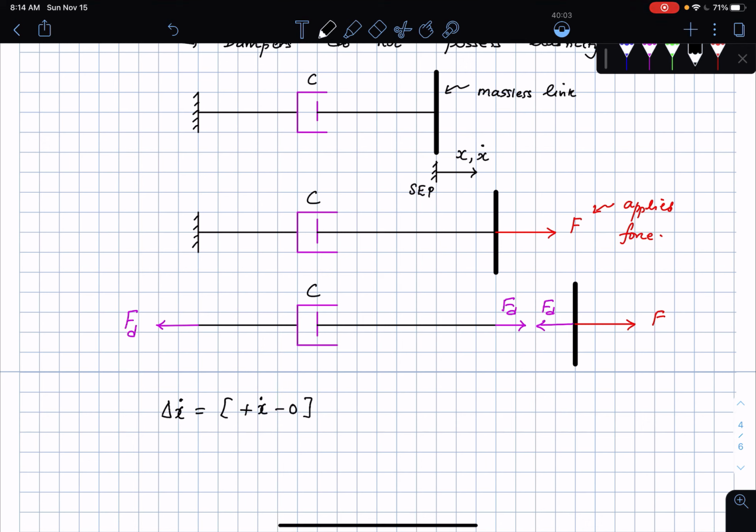Plus x dot, because I'm seeing the link displaced to the right. And that's a positive sign convention: if things are displaced to the right, they will be treated as a positive quantity. The other end of the damping element has 0 velocity, which means that the damping force Fd is now going to be equal to c times x dot. This is typically what you see here. And this can be used in more mathematically complex situations, which we are going to be using in solving certain problems. So that's the end of the brief section on introduction to mechanical vibrations and idealized elements.